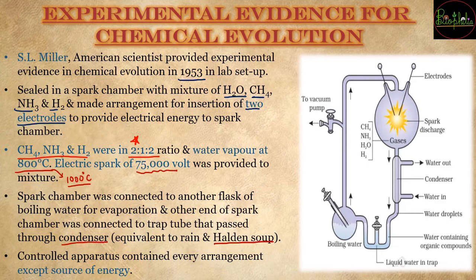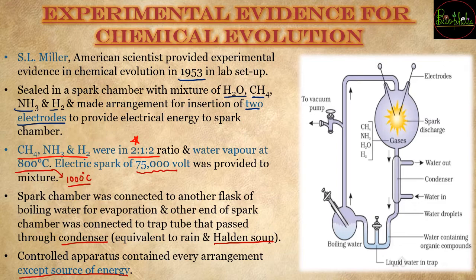So all this was very well controlled, but there was only one thing missing here, that was the source of energy. Except the source of energy, everything was managed to be exactly the same as the previous earth conditions, wherein life could have originated in this kind of scenario. So what do you think? This chamber-like thing that was built, was it successful in providing some information that yes, this could have been the first life? So let us understand what happened.